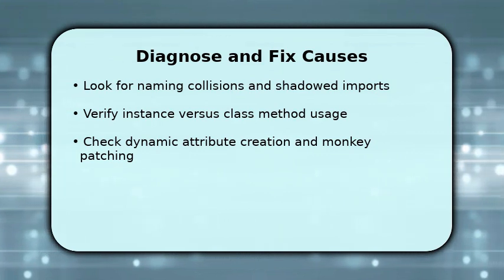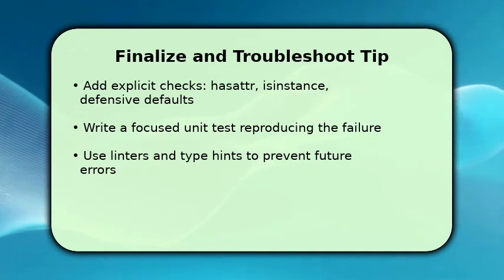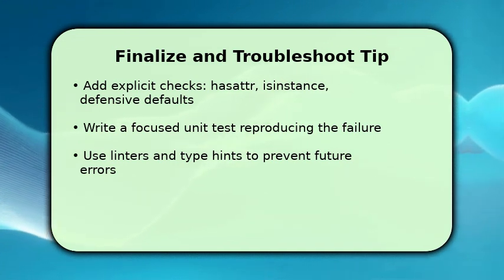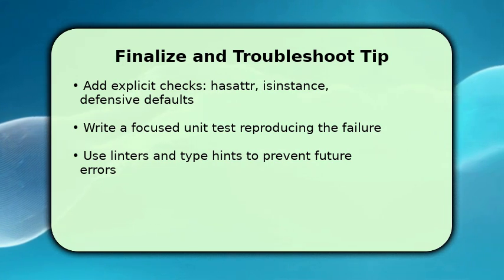Add defensive checks like hasattr or isinstance where appropriate, and prefer explicit initialization to implicit attribute creation. Once done, write a small unit test that reproduces the original failure so it won't regress. If issues persist, run a linter and add type hints to reveal mismatches. As a troubleshooting tip, insert a short debug.